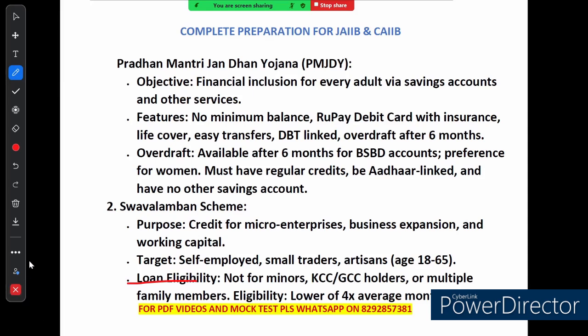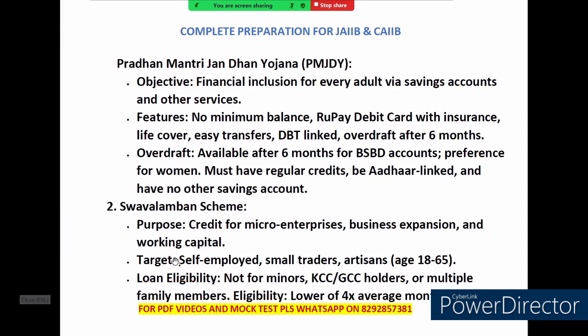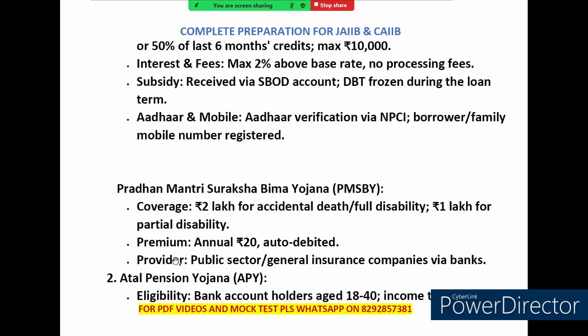So based on 2 things, either 4 times your monthly average balance, that is MAB, or 50% of the last 6 month credit, maximum 10,000. Now interest, the interest rate is capped at 2% above the base rate, and there is no processing fee. Subsidy, any subsidy you are eligible for will be credited to your account, but the DBT, that is direct benefit transfer, gets paused when the loan is active.